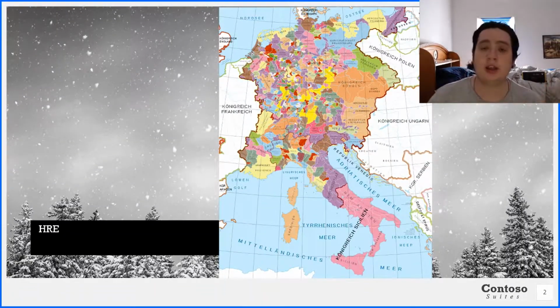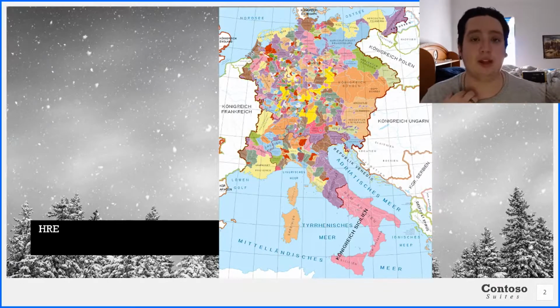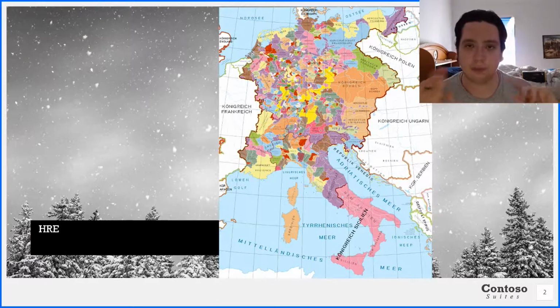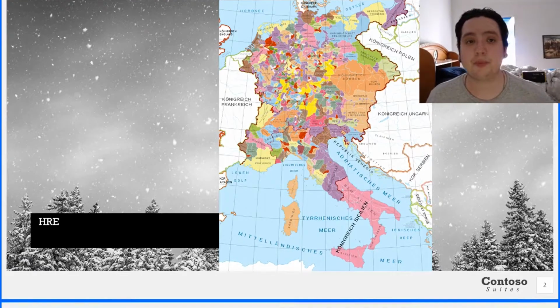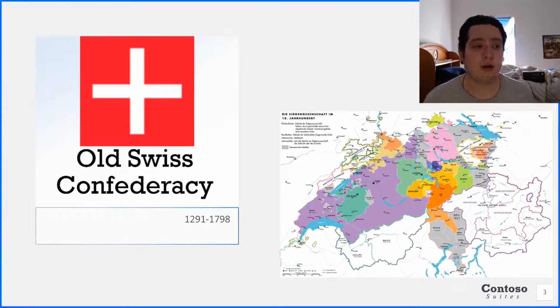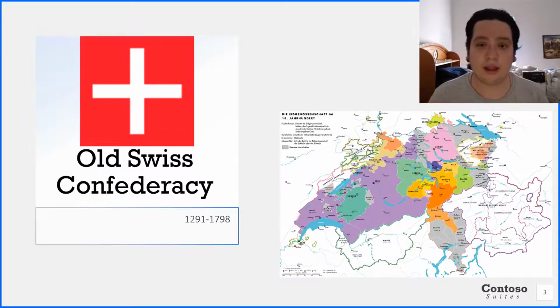And you can see here the HRE with its different dukedoms, princedoms, and its central powers, its different unique powers and its developing powers. You can see all the different ones in this map here. But as I promised, we're going to talk about, at the beginning of this, the Old Swiss Confederacy, the Swiss Confederacy that existed from about 1291 to 1798 in the same time as the Holy Roman Empire, and what its interactions kind of were.